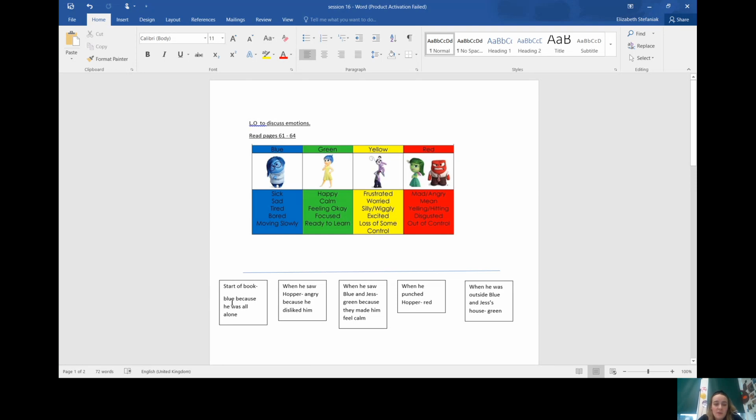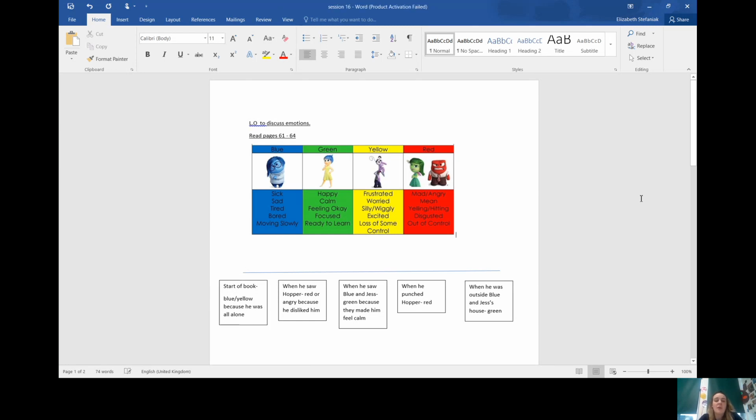And I might colour code it for you as well. So it starts blue here, and then is angry. Oh, I forgot to say angry, red, because he disliked him, and then moving on to green, then red, green. So you see that all changes. There aren't many yellow for him, but perhaps you can find yellow. Perhaps you thought he was maybe yellow at the beginning instead.